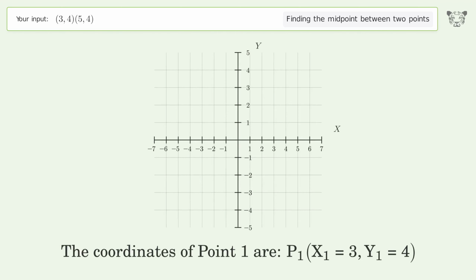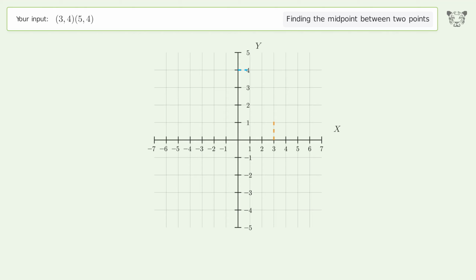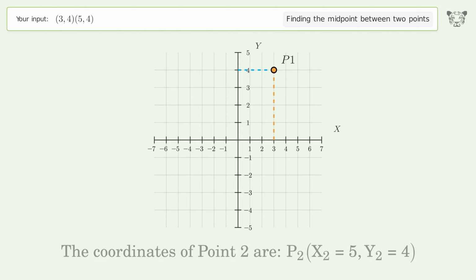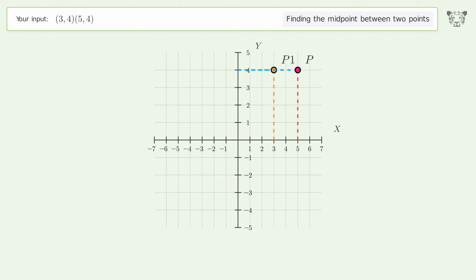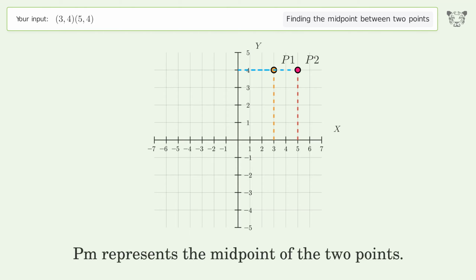The coordinates of point 1 are x1 equals 3, y1 equals 4. The coordinates of point 2 are x2 equals 5, y2 equals 4. PM represents the midpoint of the 2 points.